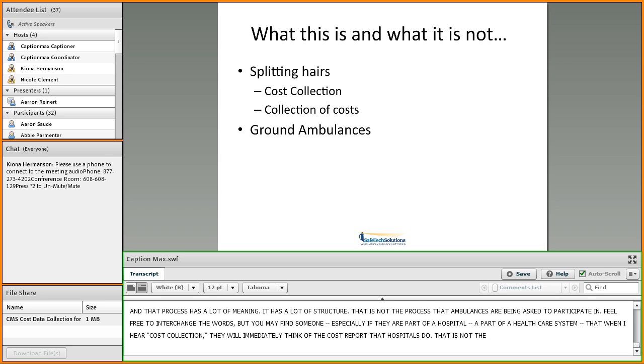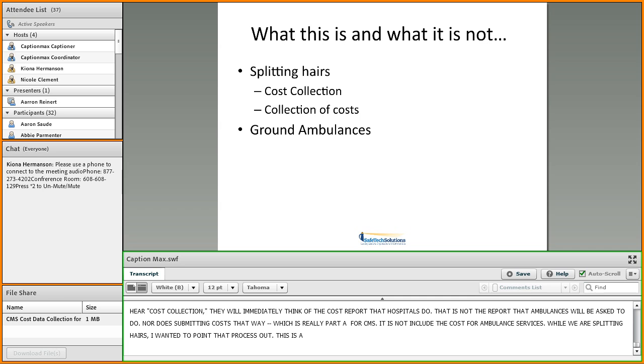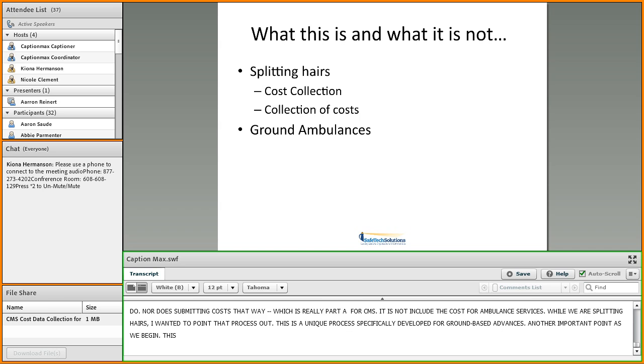So again, feel free to interchange the words, but you may find someone, especially if they're part of a hospital or a healthcare system, that when they hear cost collection, they're going to immediately think of the cost report that hospitals do. And that is not the report that ambulances will be asked to do, nor does submitting costs that way, which is really part A for CMS, cover the requirement for submitting costs for ambulance services. So while we're splitting hairs, I just wanted to point that process out.